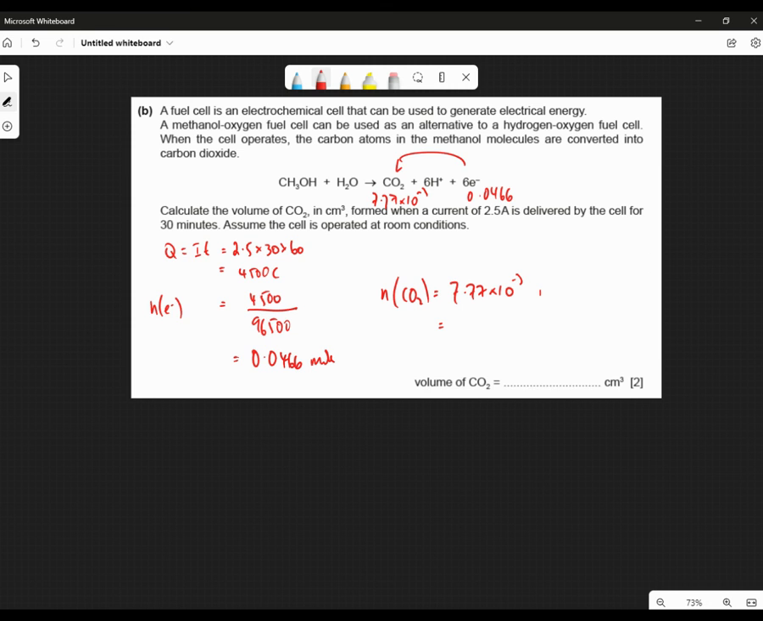And now that's moles, and now I want cm cubed. So it's under room conditions, and at room conditions, 1 mole is 24 decimeters cubed, or 24,000 centimeters cubed. So I'm going to times this number by 24,000, and that is equal to 186.5. And the answer is 187. So presumably they want 3 sig fig there.